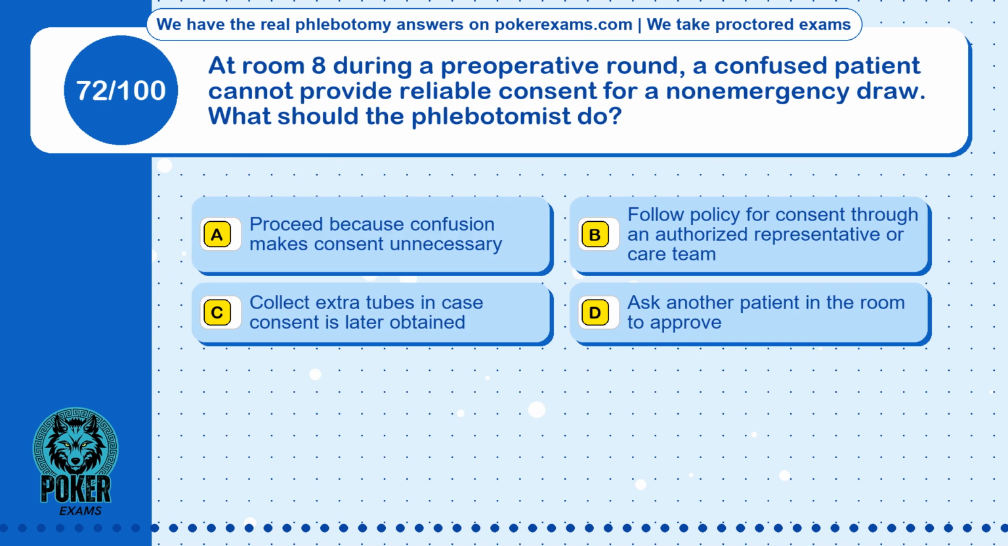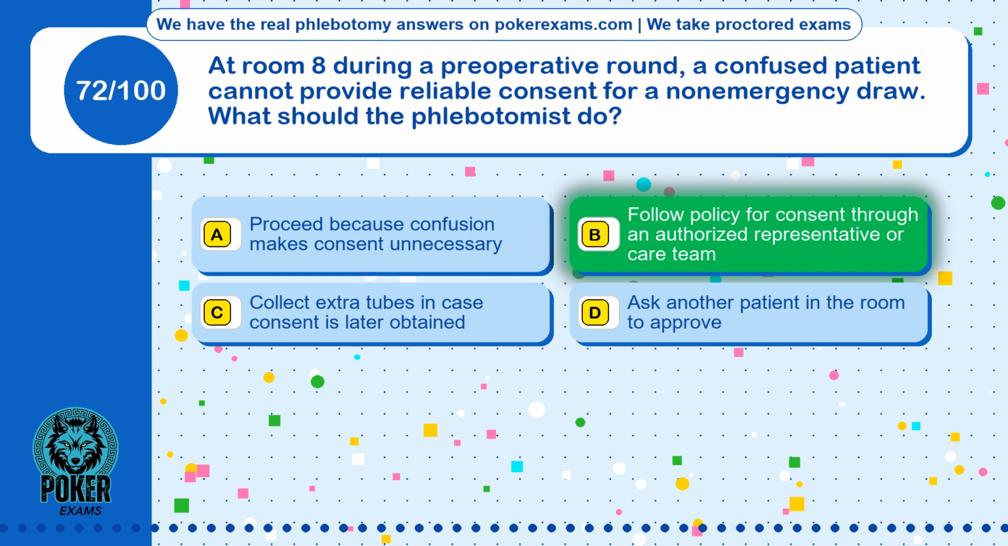Question 72. At room 8 during a preoperative round, a confused patient cannot provide reliable consent for a non-emergency draw. What should the phlebotomist do? Option A, proceed because confusion makes consent unnecessary. Option B, follow policy for consent through an authorized representative or care team. Option C, collect extra tubes in case consent is later obtained. Option D, ask another patient in the room to approve.